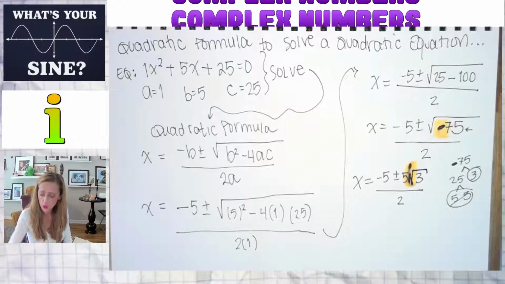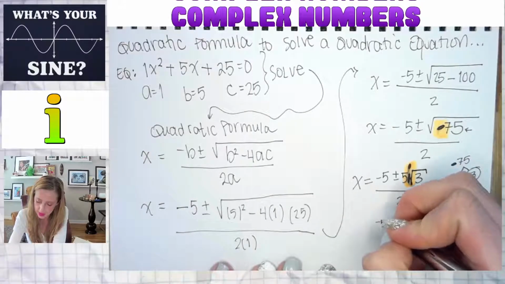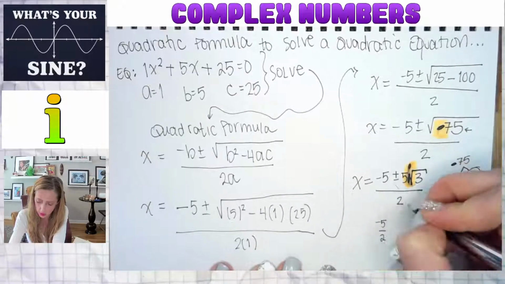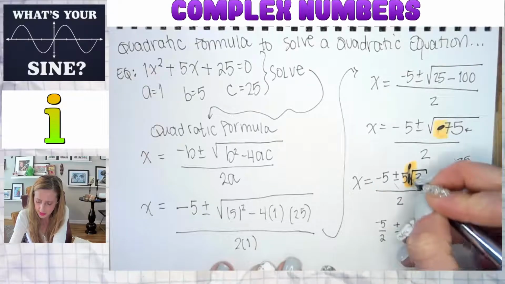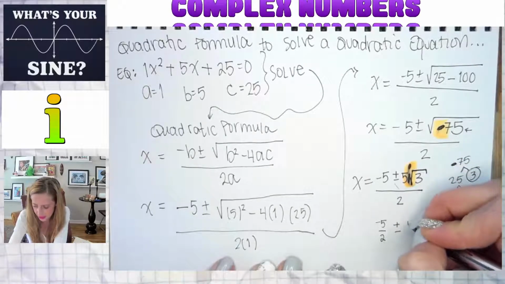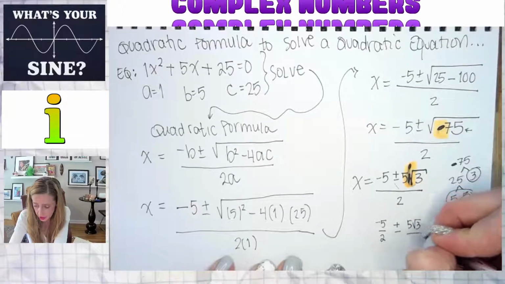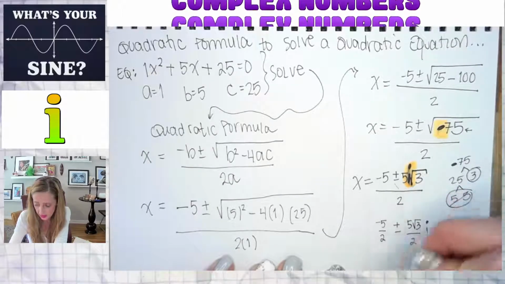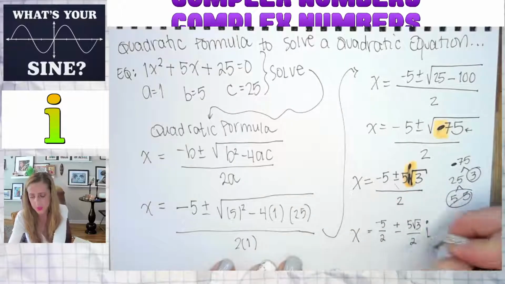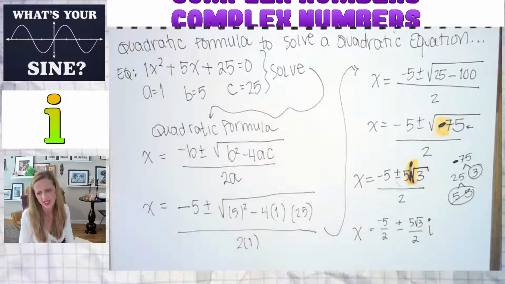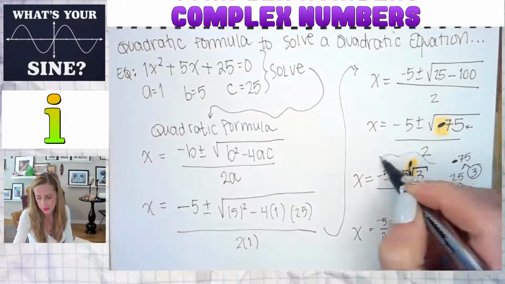That is it. And if you wanted to separate it like the other stuff, you could write it as negative 5 over 2, kind of pretzel style, plus and minus 5 root 3 over 2 i. So you see the a plus bi style, but most people just leave it like this.